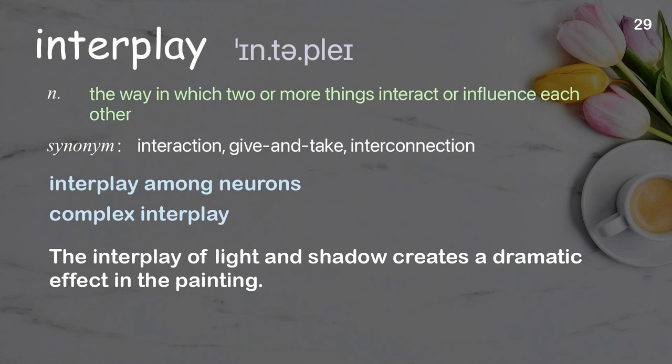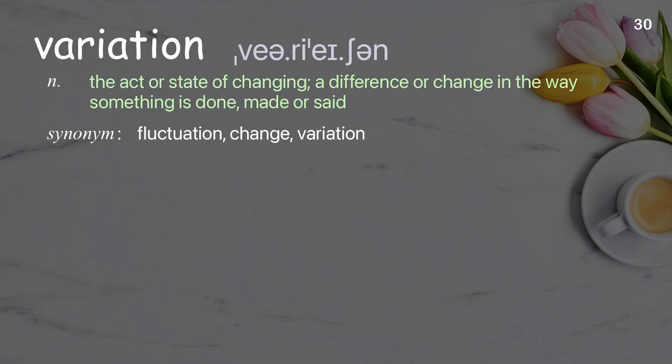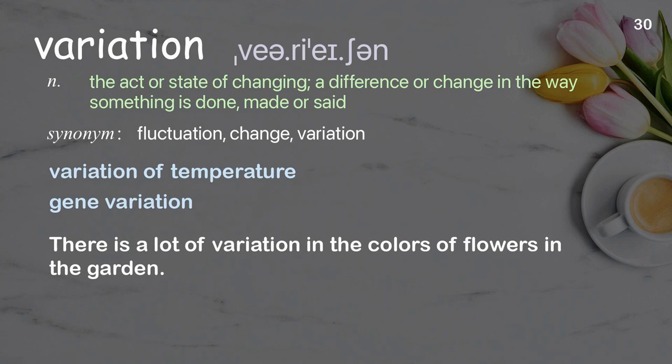Variation. The act or state of changing; a difference or change in the way something is done, made, or said. Examples: variation of temperature. Gene variation. There is a lot of variation in the colors of flowers in the garden.